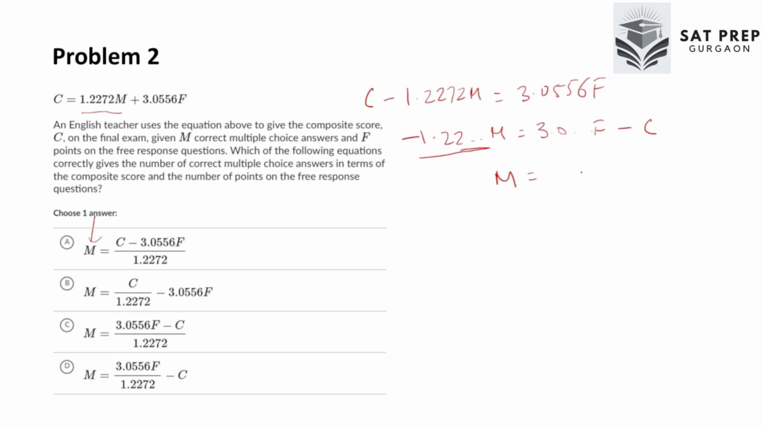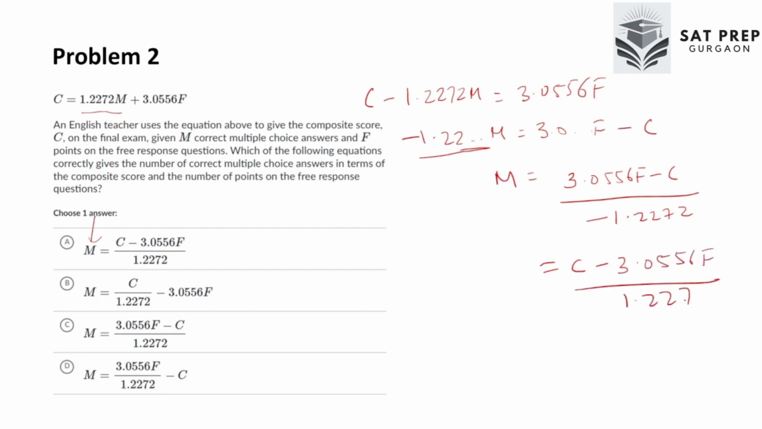So M equals 3.0556 F minus C divided by minus 1.2272, right? So if we take minus up, we'll get C minus 3.0556F by 1.2272, which seems similar to or is the same as A here, right? So this becomes the right answer.